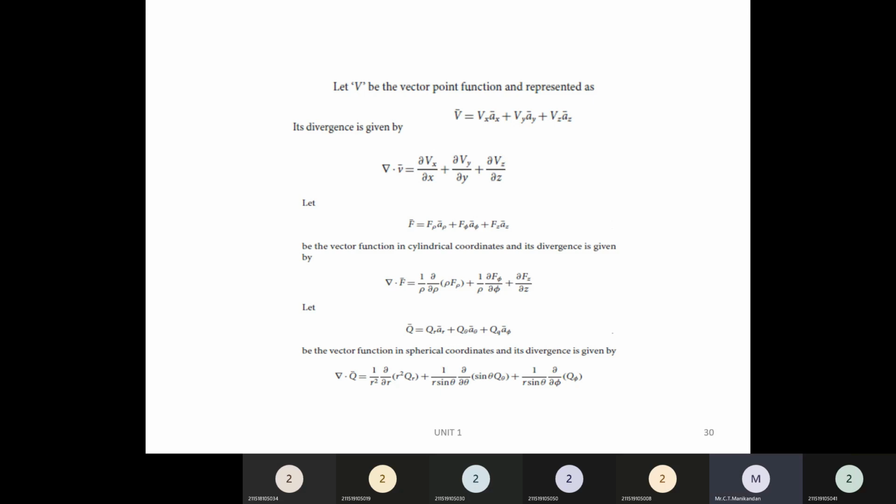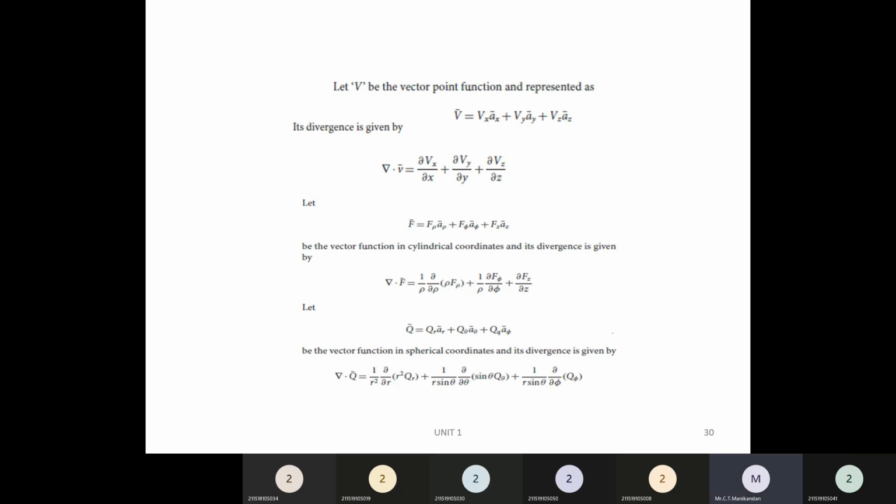These are the formulas for the different coordinate systems: Cartesian, cylindrical and spherical. For each system, the formulas are different. They will not be the same as for the Cartesian coordinate system. Sir, how can we identify whether the system is Cartesian, cylindrical or spherical just by seeing the question?